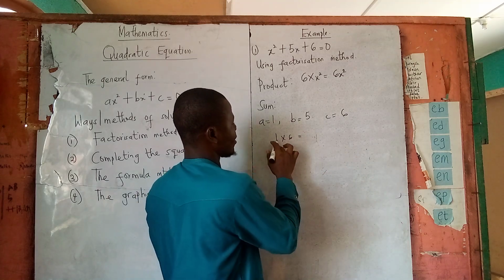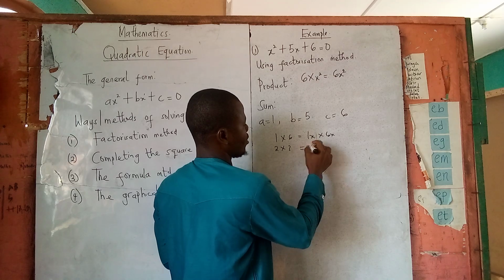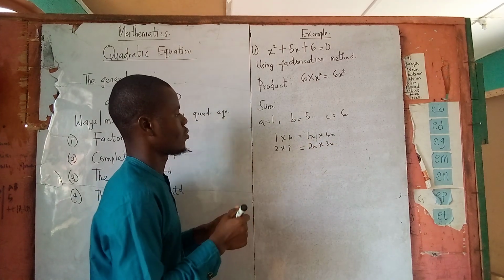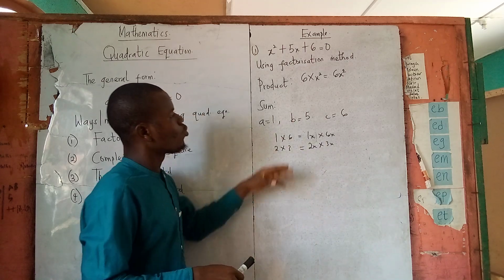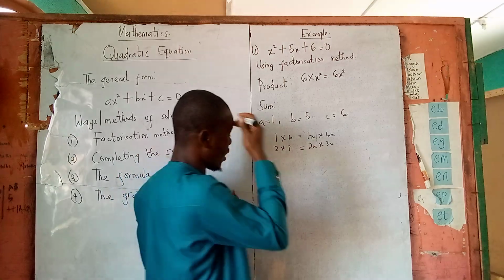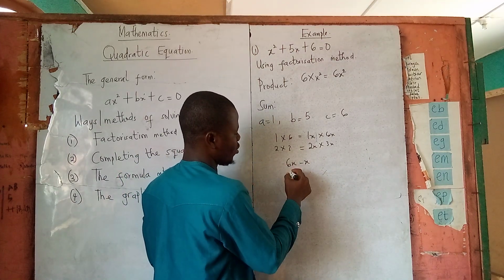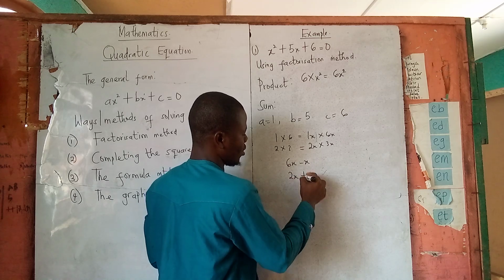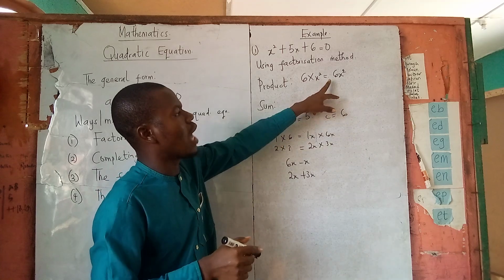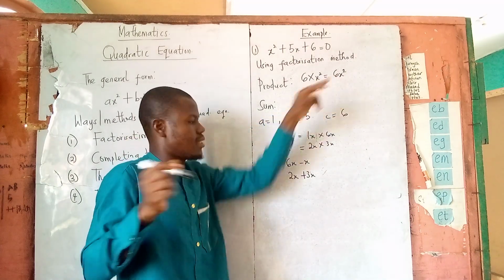So this one is like saying 1x times 6x, or 2x times 3x. That's for the product. Also, how do we get 5x from these two? We can say 6x minus x, and also 2x plus 3x. Note our answer must be positive. We must have positive 6x squared, not negative 6x squared.